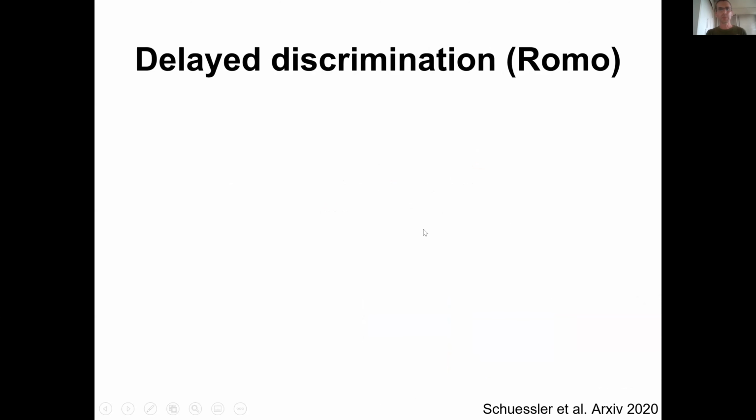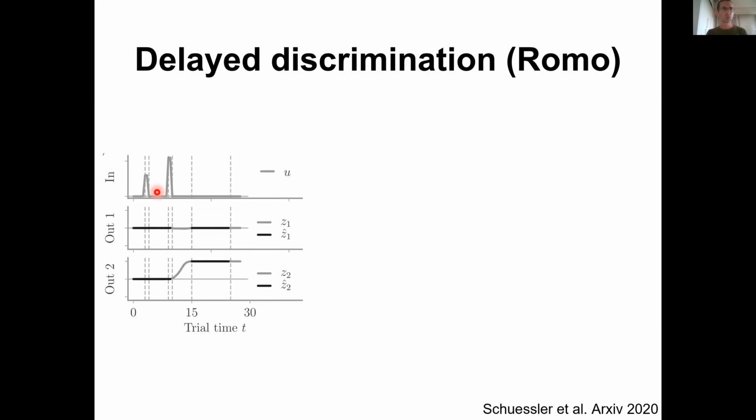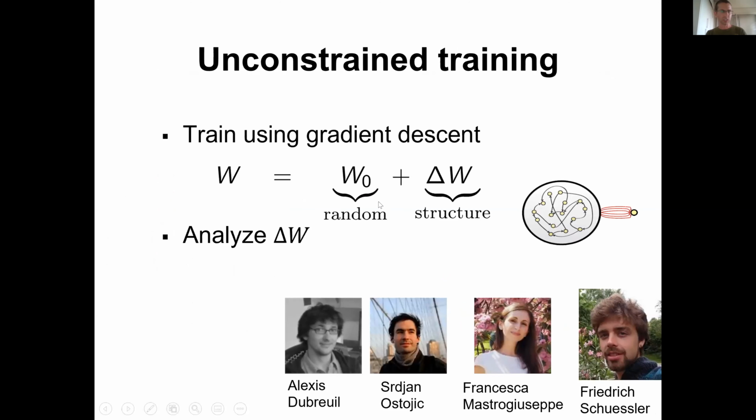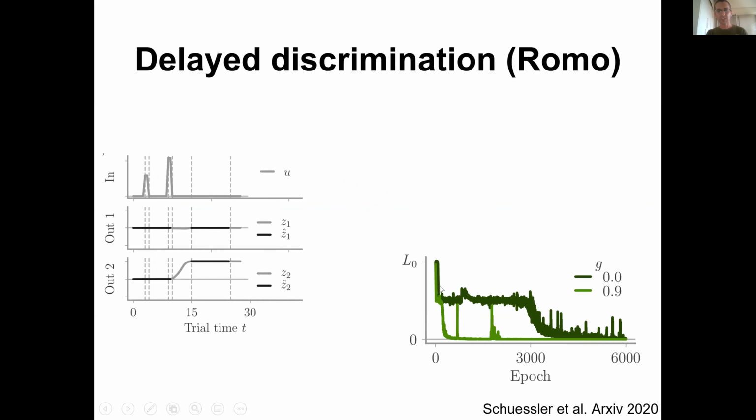So here's an example. There's a task, the delay discrimination task from the Romo lab, for instance, 2 inputs separated by a delay. And the task is to know whether the second one is larger than the first one. And the network learns this. And now I first want you to concentrate on the dark shading. So this is a case where the initial structure, the random part, is 0. So there is no initial connectivity. And you see, so this is loss over time, over training time, and it takes it quite a while, but eventually it gets it.